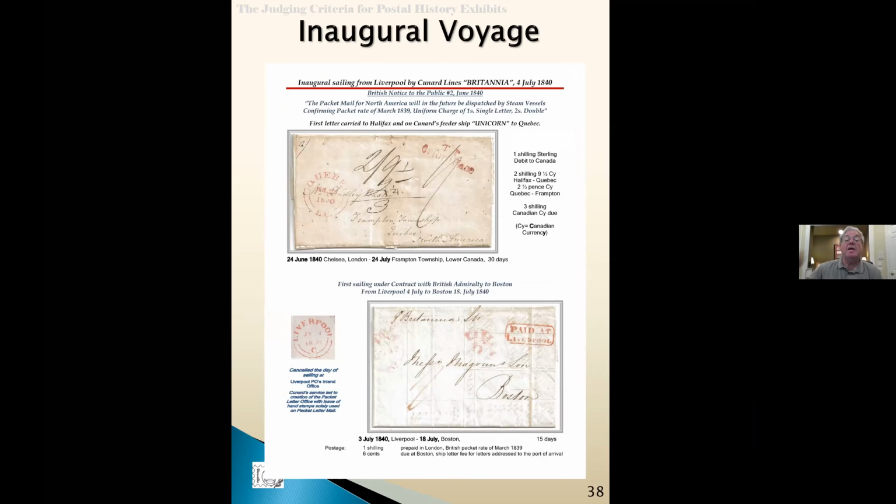Here is the second page of the exhibit, the Inaugural Voyage. The top cover shows a forerunner. This is a sailing ship that took 30 days from London to Canada with a complex British-Canadian rate. The lower cover is the first Cunard sailing Liverpool to Boston, 15 days by steamship with a less complex rate.